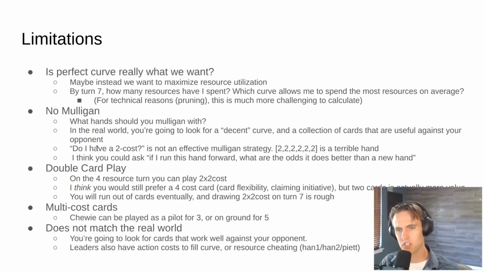So at first I was doing, do I just have a 2 cost in my hand, if not, mulligan? But that's not really an effective mulligan strategy, because if you just drew all 2s, this algorithm would pass it, and that's just a terrible hand.